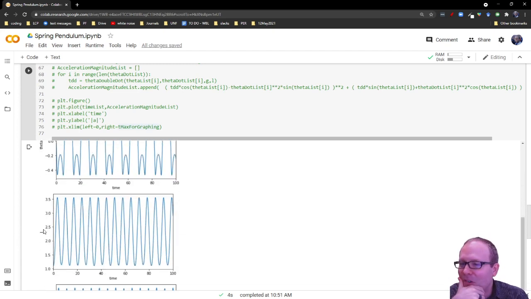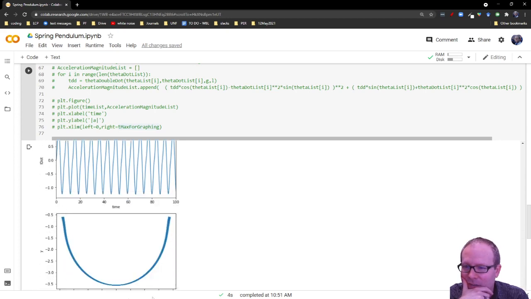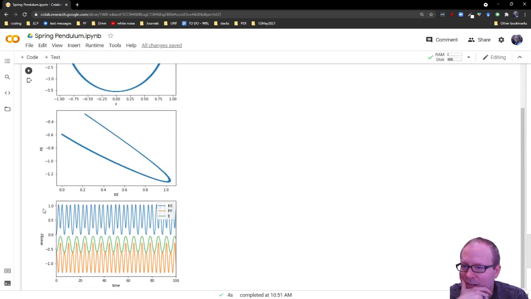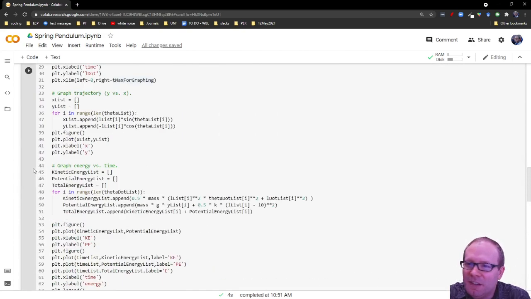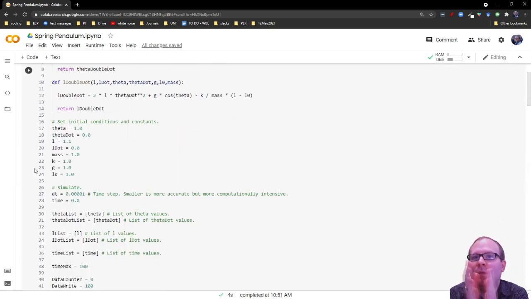Let's see, for L, it actually ends up working out nicely. I mean, it still looks more or less like a sine or cosine. There's that trajectory we had earlier, and then our energy, yeah, definitely need to fix that, total energy there. Okay, so we've done a case where the spring was much faster than the pendulum.